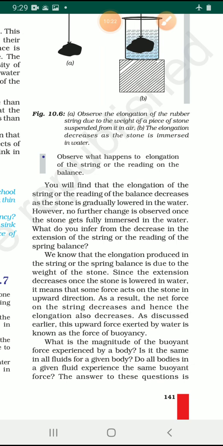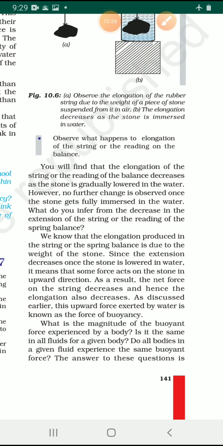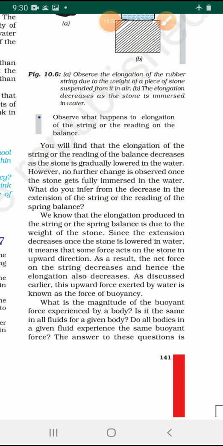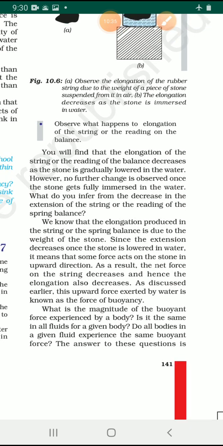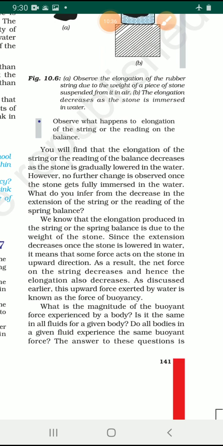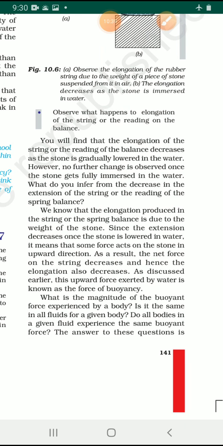So it is elongated because the force is applied on the other end of the spring, right? Since the extension decreases once the stone is lowered in the water, it means that some force acts on the stone in the upward direction. As we have discussed in previous classes, that is only because of the water force which is applied on the string. As a result, the net force on the string decreases, hence the elongation also decreases, as we have discussed earlier, right?